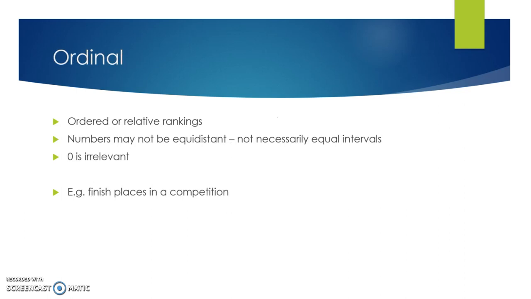The next level of data is ordinal. This is data that is ordered or put into relative rankings. The numbers don't have to be equidistant, and 0 is irrelevant because the rankings usually start at 1. An example of ordinal data is finished places in a competition, because these are ranked from first place down to second and then third, etc., etc.